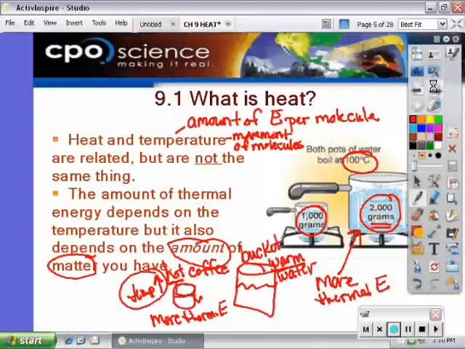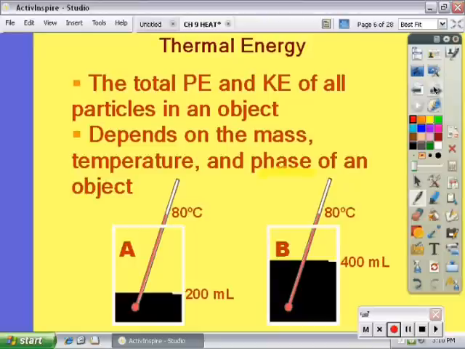Again, another example. Here, the total potential and kinetic energy of all particles in an object depends on the mass, temperature, and phase of an object. So here we have another example, 200 milliliters versus 400 milliliters. Again, same temperature. Now, we talked about the mass and the temperature difference.